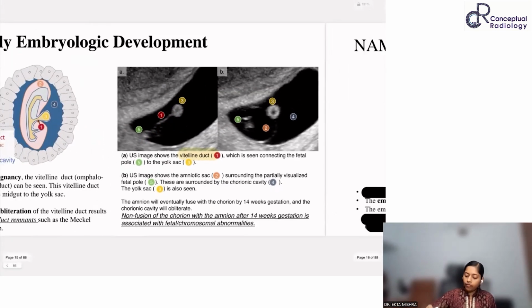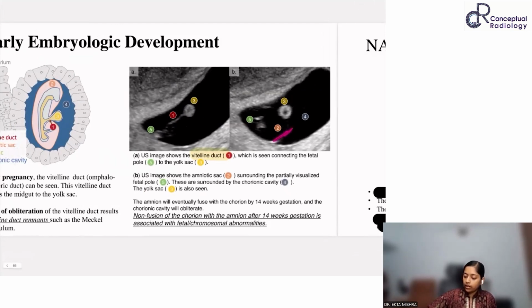Okay. You can see the amnion and chorion separately. Now this is the amniotic membrane, right? And this is the chorion. So if you are seeing it separately, it is normal till what duration? Till 13 to 14 weeks of gestation. If it is separate beyond 14 weeks, then it is associated with chromosomal abnormalities.